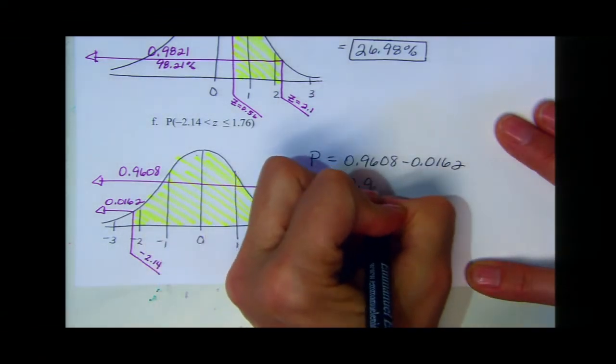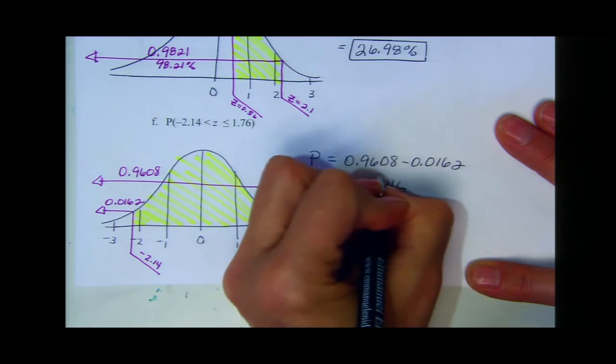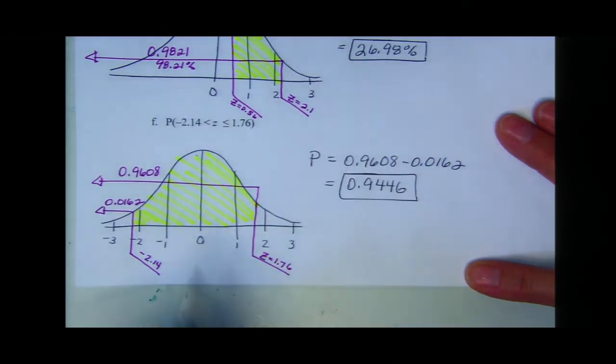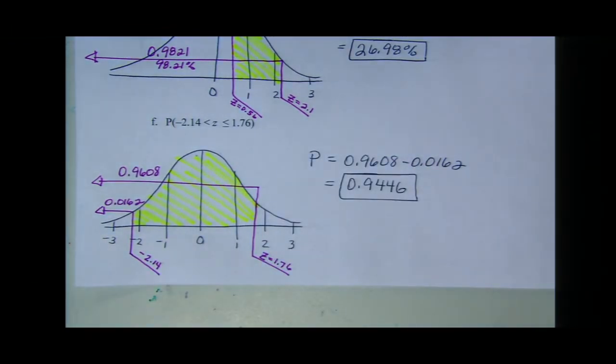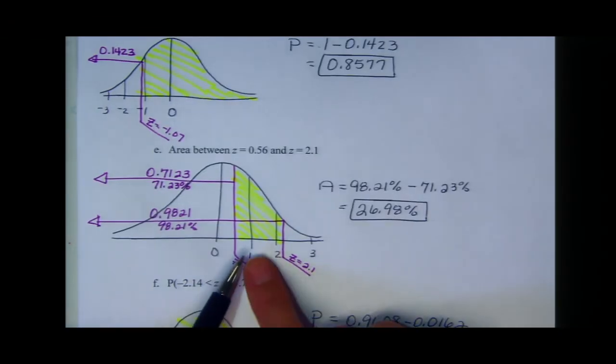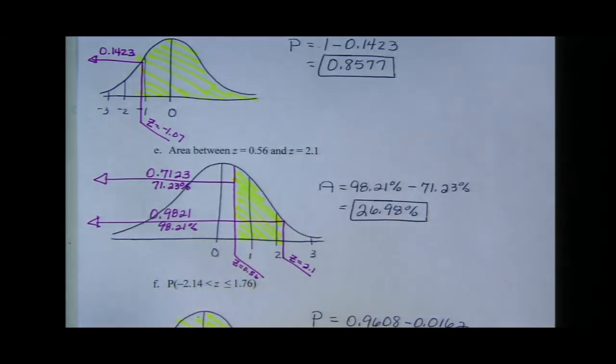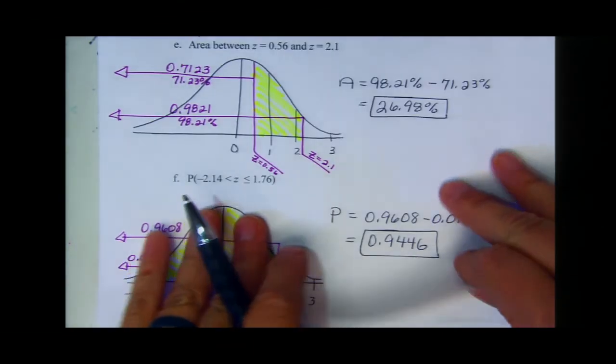So that probability is 0.9446. And that makes sense. I have most of this shaded in. So be sure your answer makes sense. Here, it wouldn't make sense to get a number over half. I have well less than half shaded in, so be careful of that.